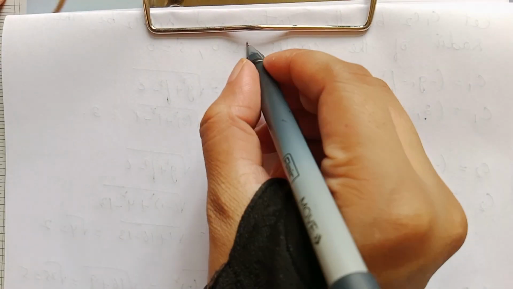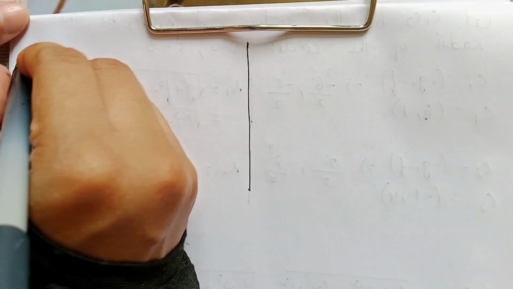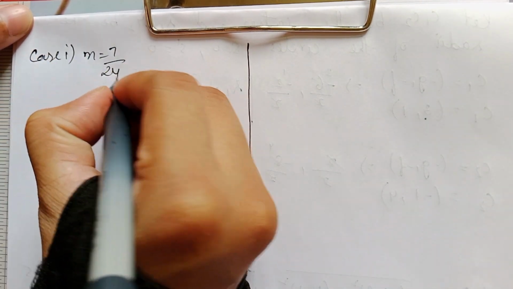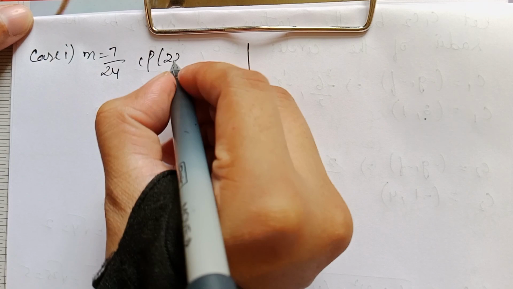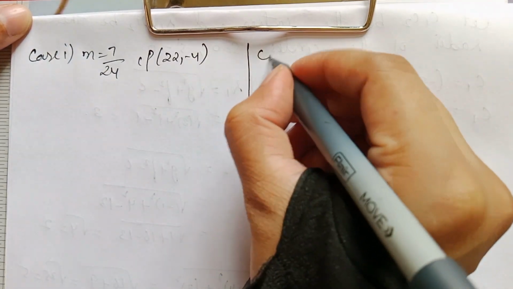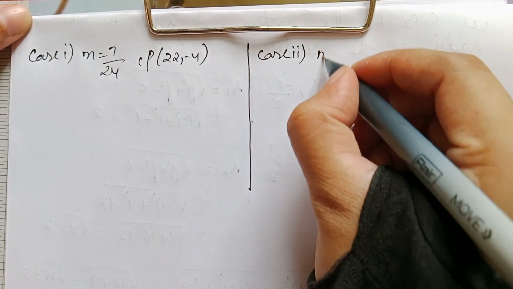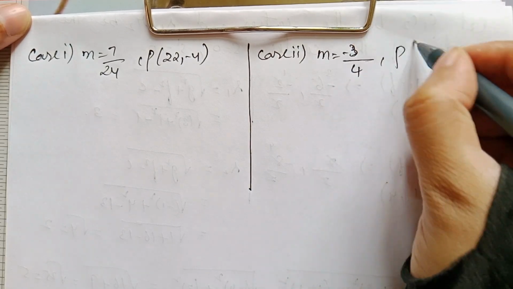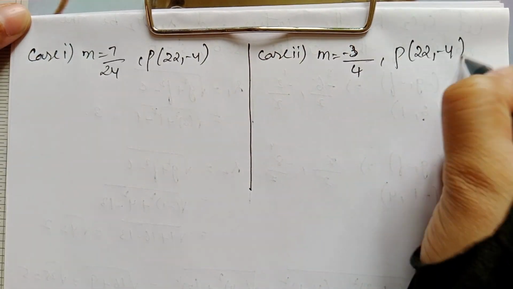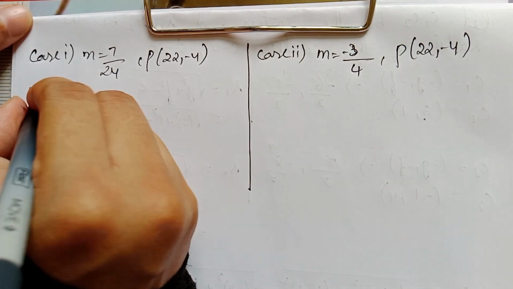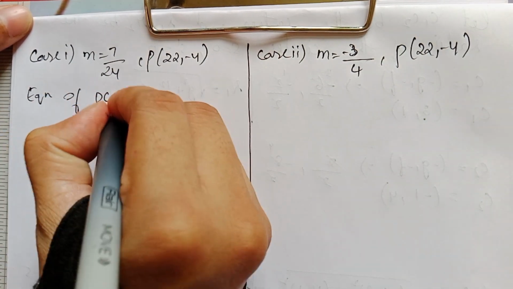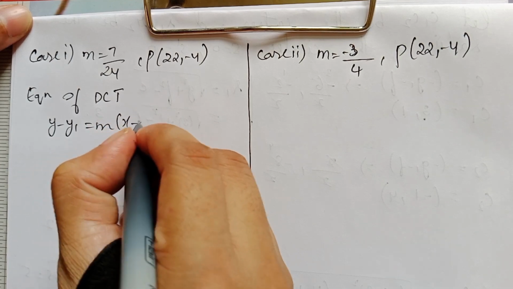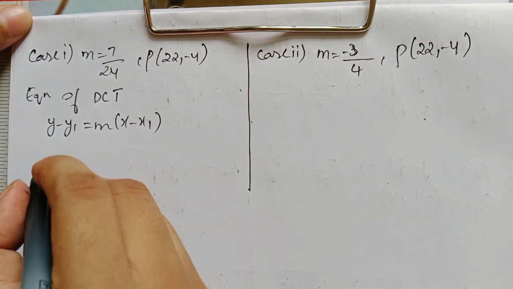So we will get here two cases, right? In case 1, the value of m is 7 by 24 and the point is (22, -4). For case 2, the value of m is -3 by 4 and the point is (22, -4). So the equation of the tangent will be y minus y1 equals m into x minus x1. Point slope form, right?